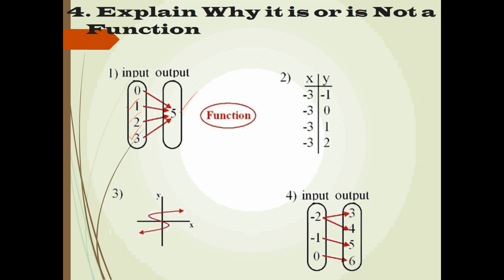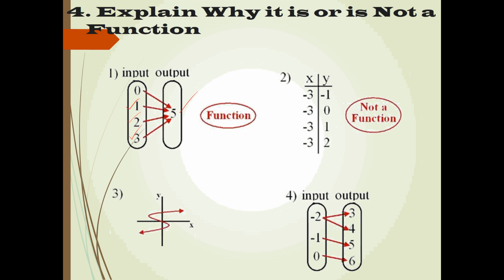Number 2, I have x going in. Think of your thread going into the sock machine and producing a -1 out. Then that same x goes into the machine, but now it produces a 0 out. Right there, we have two different outputs for one input, therefore not a function.